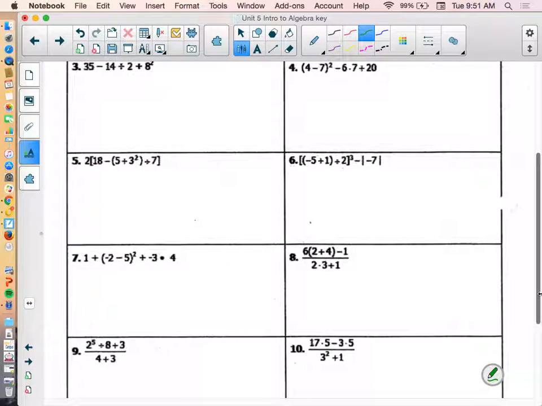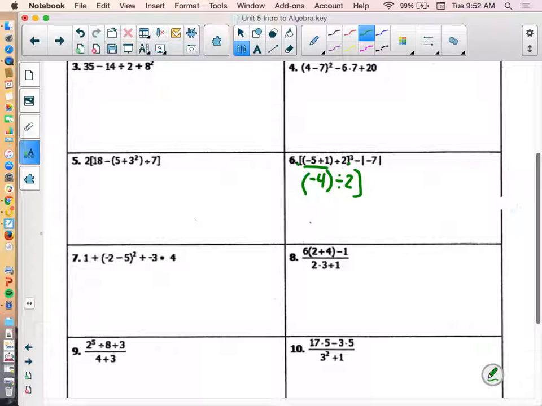For example, number 6, do you see those brackets? Remember that those brackets just mean the same thing as parentheses. But one thing I didn't mention is that you always do the innermost parentheses first. So right here, we do this first because it's on the inside. The most inside parentheses we do first. So negative 5 plus 1, you would do that first and get negative 4. Don't forget the sign. And then you rewrite the rest of the problem.